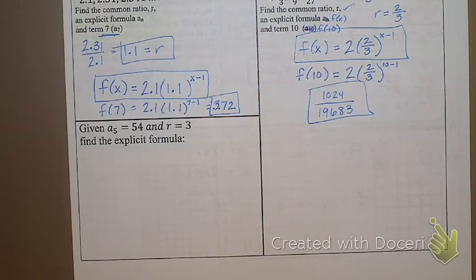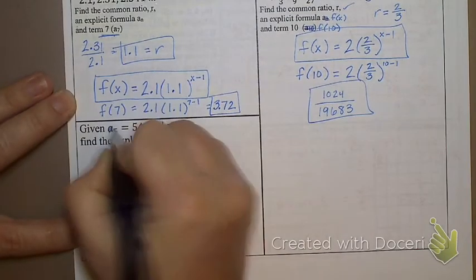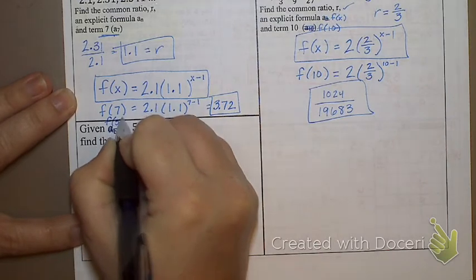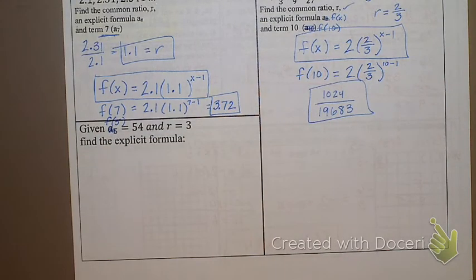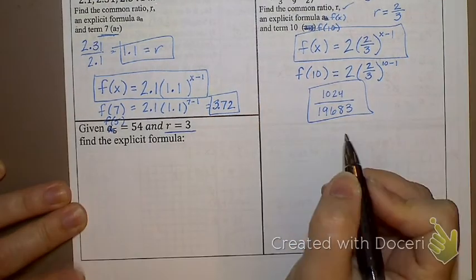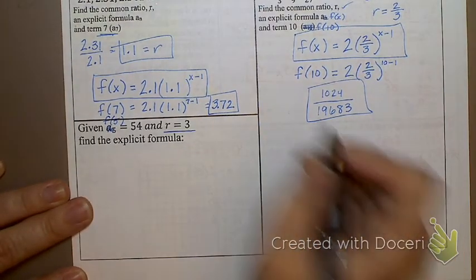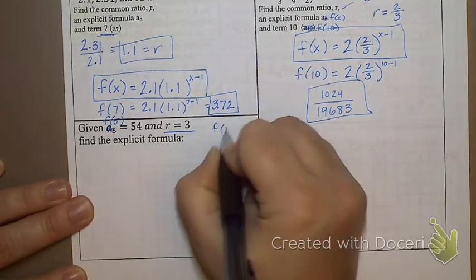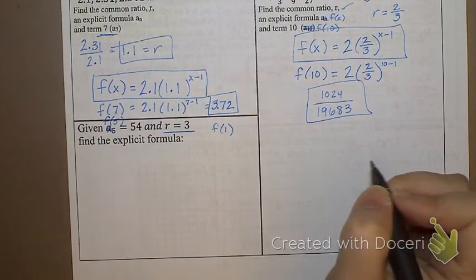Given a sub 5, or in other words, f of 5, equals 54, and an r value of 3, find the explicit formula. Now let me step back for a minute. What are the two pieces of information I need for an explicit formula? I need r, and I need what? The first term. So they've given me r, they have not given me the first term.